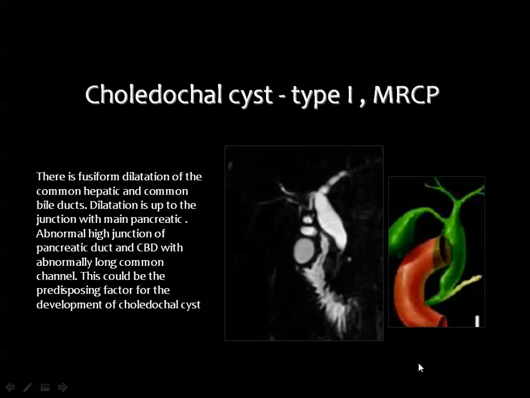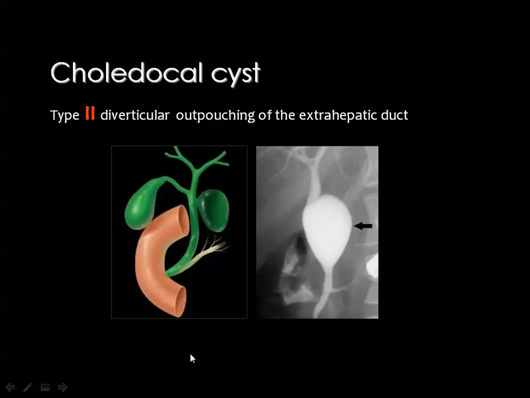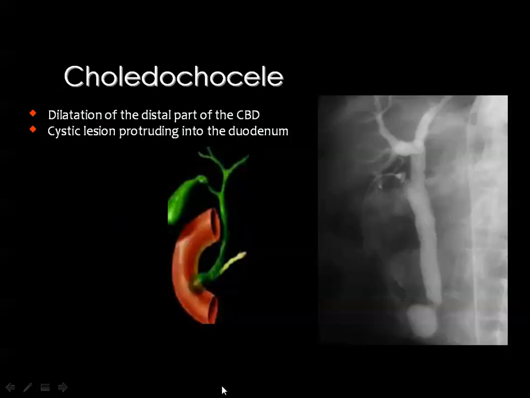This is type 1 choledochal cyst, where the common bile duct is fusiform and diffusely dilated. This is type 1 by diagram and by MRCP. Type 2 is a diverticular outpouching from the common bile duct. The common bile duct is of normal caliber, and this is a diverticulum coming from the middle part of the common bile duct. Choledochocele is dilatation of the terminal part of the common bile duct, as you can see in this example.